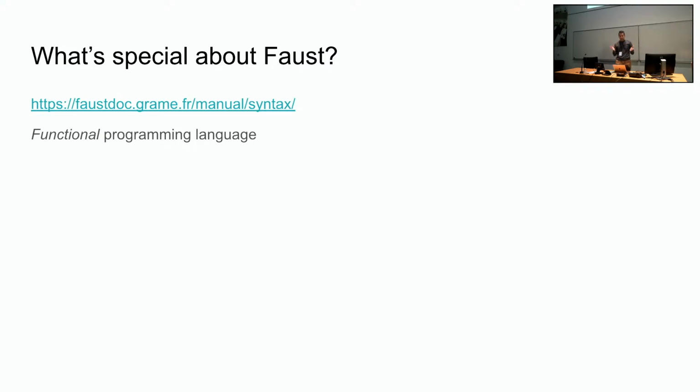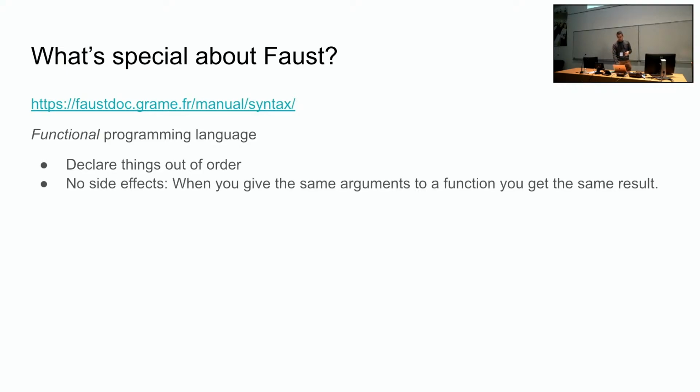But primarily, it is a functional programming language. And these kinds of languages have some usual characteristics. One thing is that you can declare things out of order, which is useful. There are also no side effects. When you give the same arguments to a function, you get the same result. And there's also pattern matching. That's very common in functional programming languages.